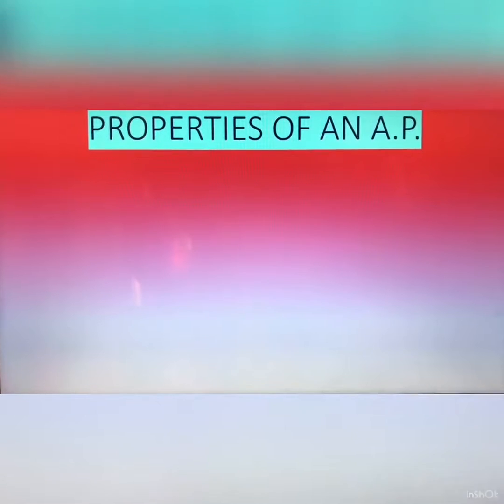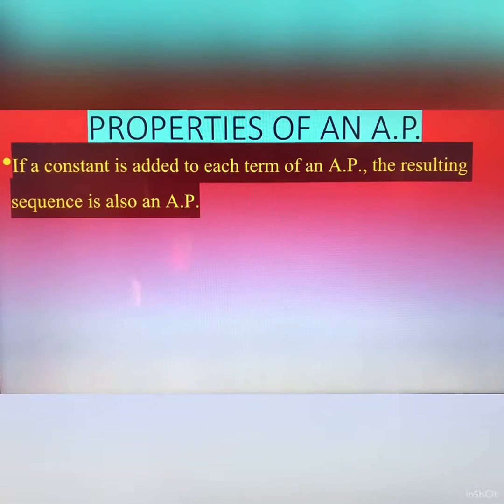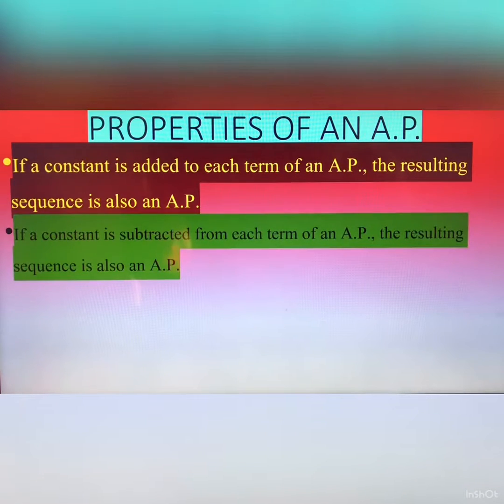So what are the properties of an AP? First, if a constant is added to each term of an AP, the resulting sequence is also an AP. Means if we add any constant to the given AP, then we will get a sequence that is also an AP. If a constant is subtracted from each term of an AP, the resulting sequence is also an AP.